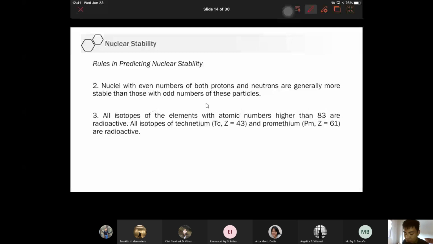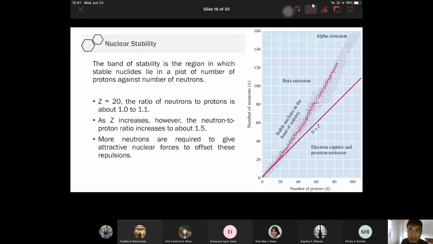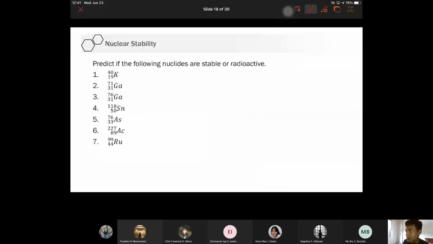Okay? The exceptions would be technetium and promethium. So if you graph your nuclear stability, if you graph your isotopes rather, you will form this line called the band of stability. Notice it's a 1-to-1 ratio at first, but starting at calcium, it will start to deviate from the 1-to-1 ratio. Why? Because there are too many protons, so you need many neutrons too. Okay? That's why it starts to deviate there. And so, just compare the proton, neutron, and so on.